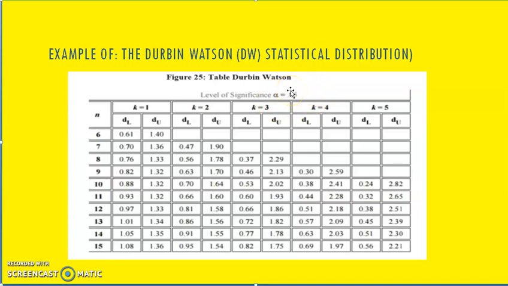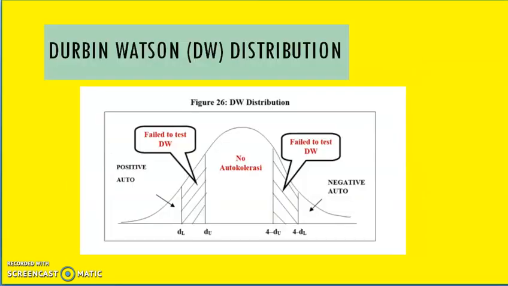For Durbin-Watson, we have two types of table values for alpha: the first one is 1%, and the other one is 5%. So this table only shows you the example for 5%. Don't worry too much. In your econometric model, you already have both types of alpha, 1% and 5%, for your reference. This is the DW distribution.